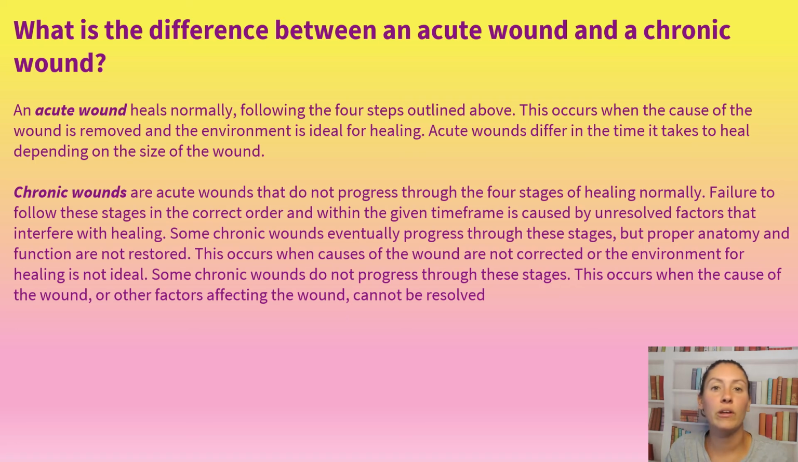Now, chronic wounds, really they're acute wounds that are not progressing through the 4 stages of wound healing, okay? So they're not going through that properly. So failure to follow these steps in a correct order within a given time frame is caused by unresolved factors that interfere with healing. So some chronic wounds eventually progress through these stages, but proper anatomy and function is not restored, okay? So this occurs when the cause of the wound is not corrected or the environment for wound healing is not ideal. This occurs when the cause of the wound or other factors affecting the wound cannot be resolved, okay? So some wounds are just not going to close.